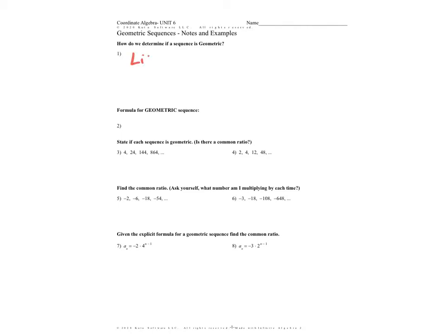It is a list of numbers with a common ratio. Okay? So before, when we did arithmetic, we had a common difference. Now we have a common ratio. What letter do you think we're going to use? R. Okay.